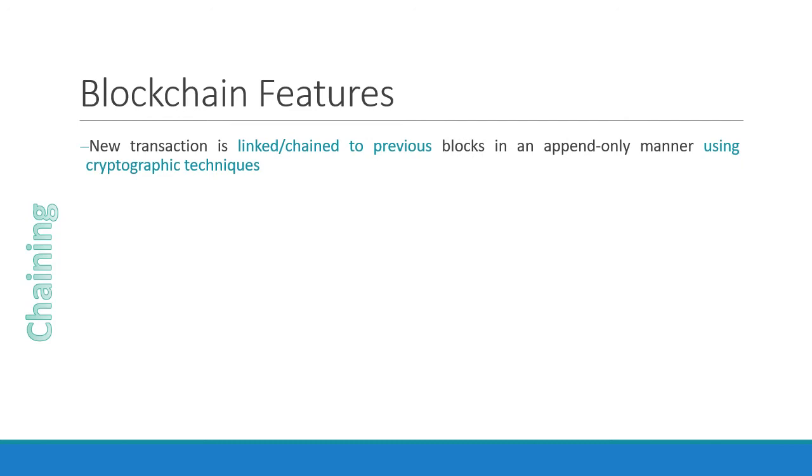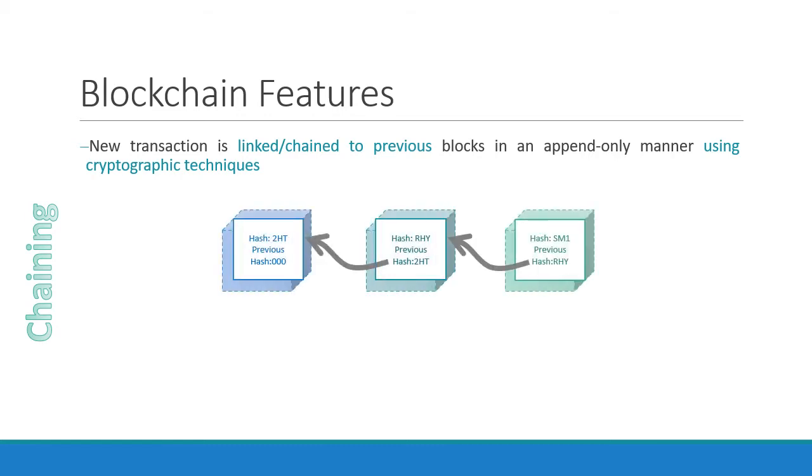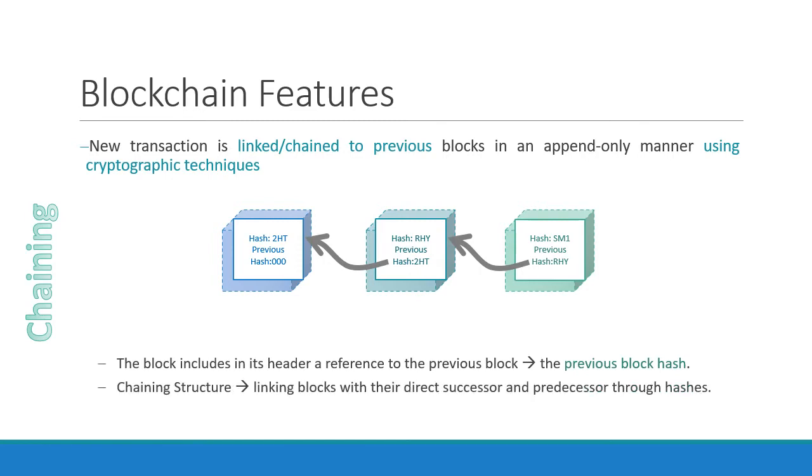From the previous slide, highlighting link to previous and using cryptographic techniques, what this means, the figure shows. As we can see, every block has a header that includes a reference to its previous block, which is the hash of the previous block. This structure creates the concept of chaining by linking the blocks to their direct successor and predecessor through hashes.